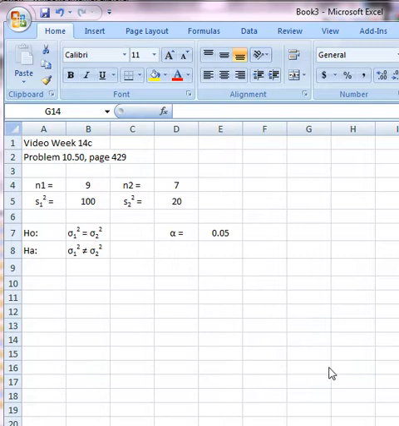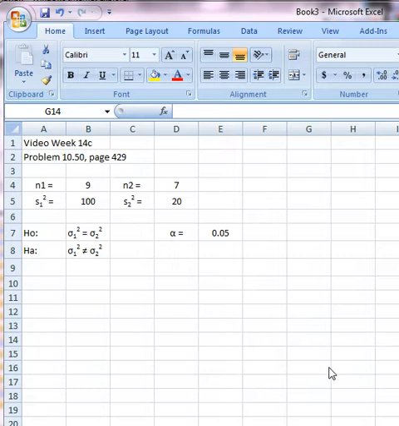In this case, we're given two samples, one of 9 items drawn from some population, we don't know what, that had a variance of 100. That means, of course, its standard deviation was 10, but we're really interested in variances right now. And the question is, if we take another population and draw a sample of 7 items from it and get a standard deviation of 20, can we assume that those two populations have different variances?